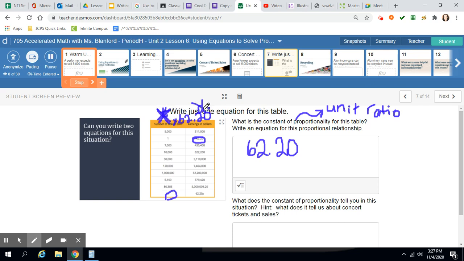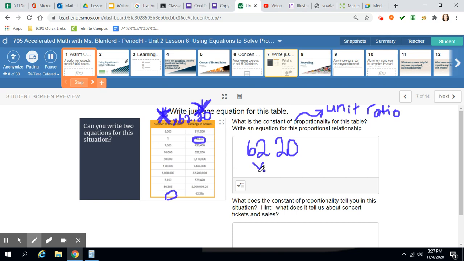Sorry. We'll make this Y just to be normal. So if we have X number of tickets, what do we do to every single one of these numbers? No matter what number it is, if we want to get from this number over to how much they made, what are we doing every single time? We're multiplying by $62.20. So we know to get to Y.